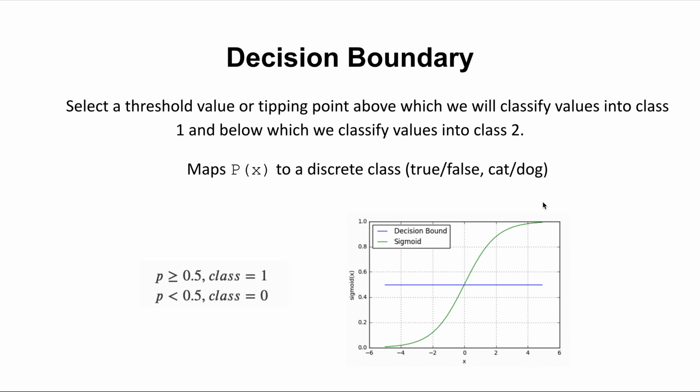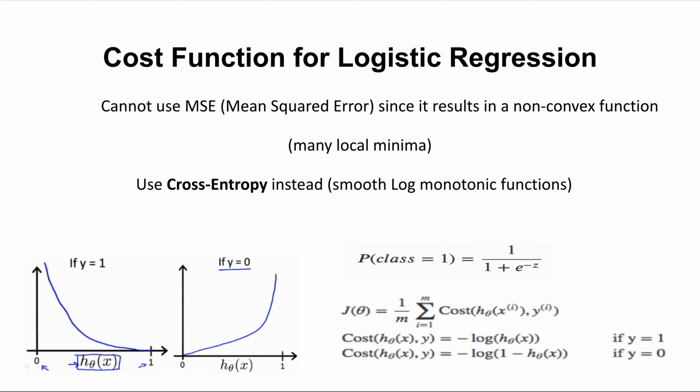So you see that if probability is greater than 0.5, the class is equal to 1. If probability is less than 0.5, class is equal to 0. It's relatively simple mathematics, right? The decision boundary is what divides between the different probabilities and allows us to classify whether a certain probability value, p of x, is a certain class or a different class. So that's what's going on with decision boundaries.